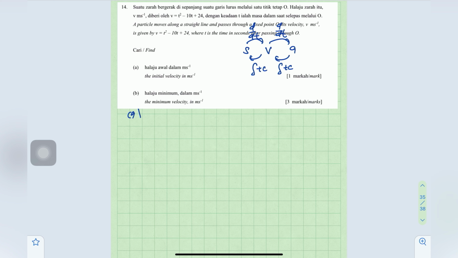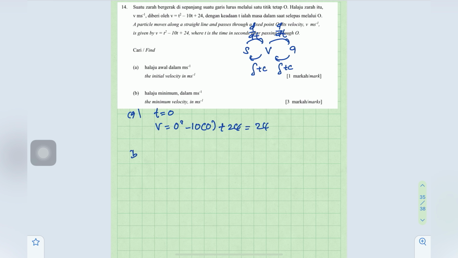So now to find initial velocity, T equals 0. So T equals 0 into V, so V equals 0 squared minus 10 times 0 plus 24. So initial velocity is 24 meter per second.